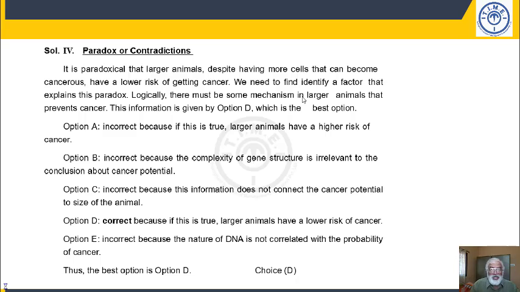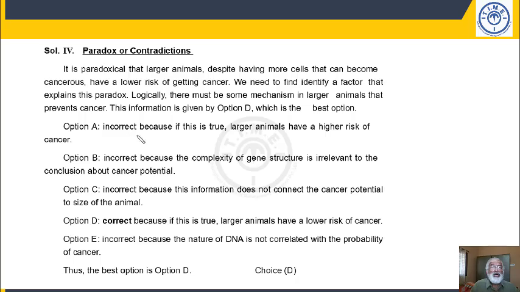So that resolves your paradox. It's paradoxical that larger animals, despite having more cells that can become cancerous, have a lower risk of getting cancer. We need to identify a factor that explains this. Logically, there must be something that negates the cancer causing mechanism. So there must be some mechanism in larger animals that prevents cancer, and that is what we found in D.